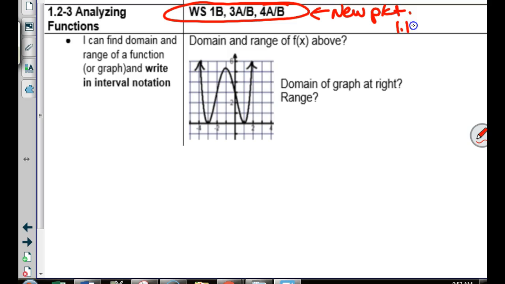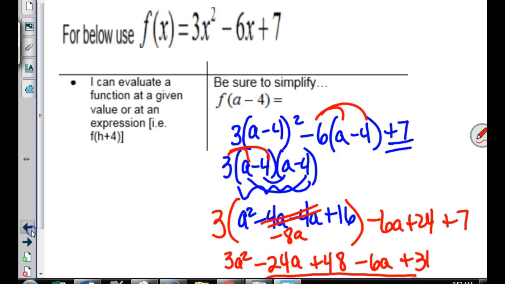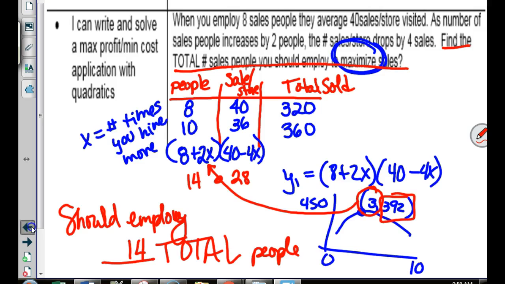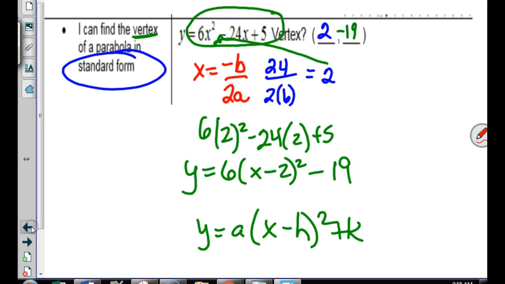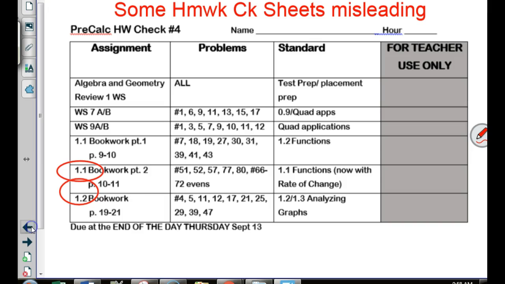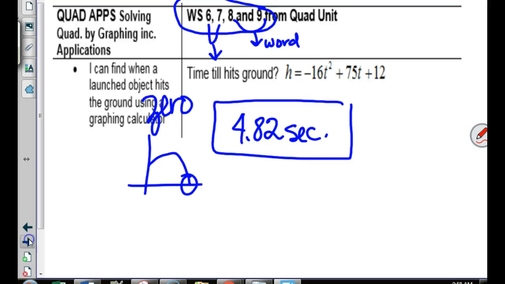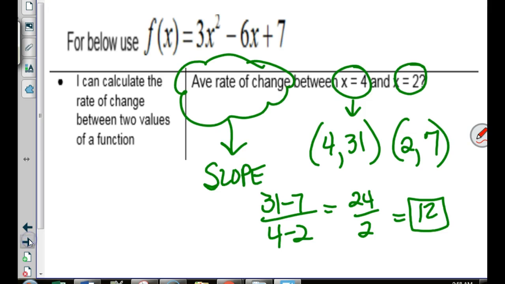actually on the 1.1, 1.2 assignment, I think, which is page, no idea, 15? Anybody have it in front of them? 1.2 on that little sheet. What did it say? 1.2, page 19 to 21. That would be the other place you could find some of these.